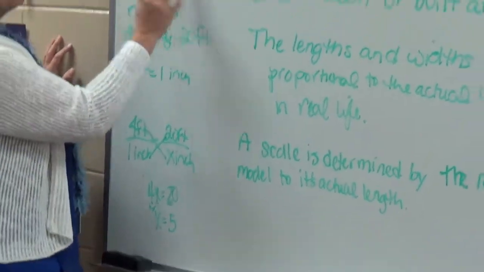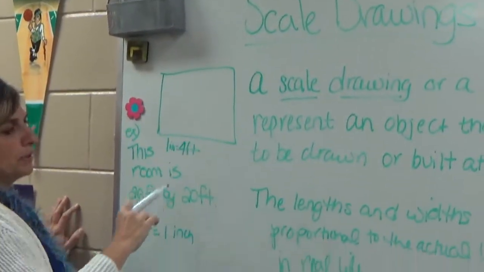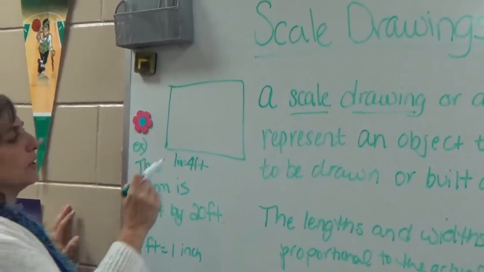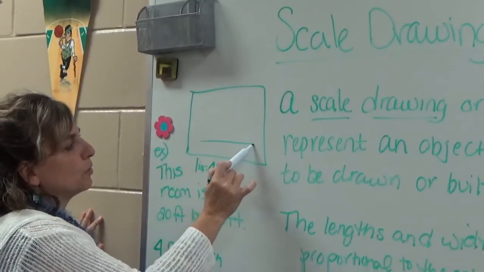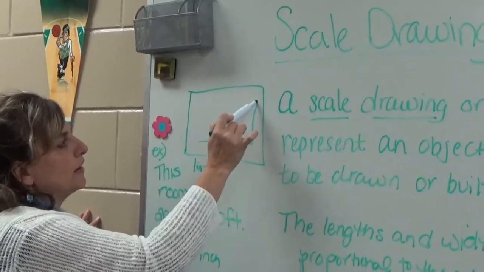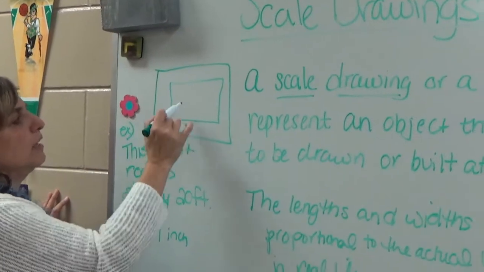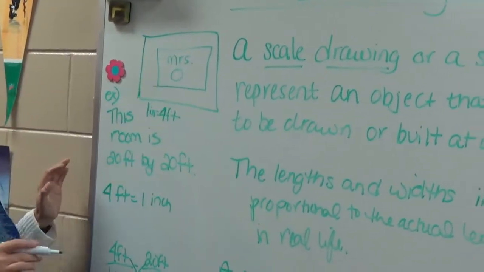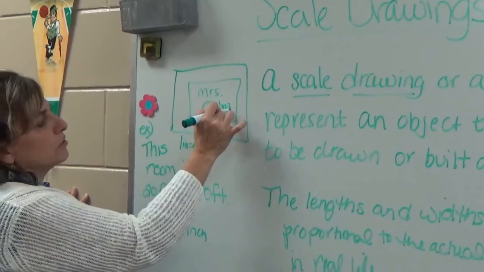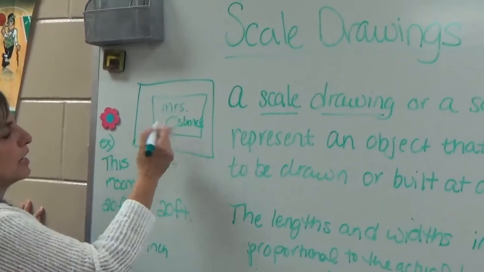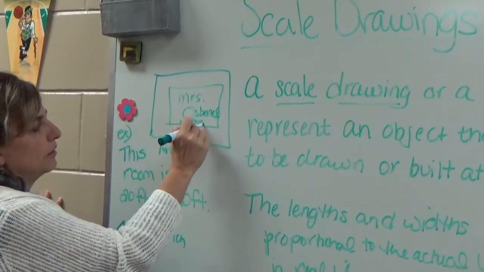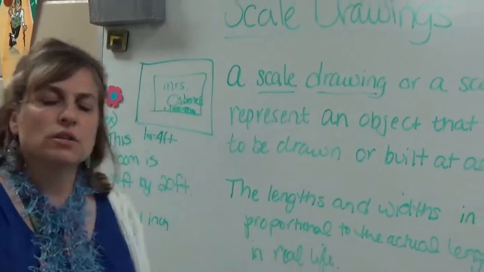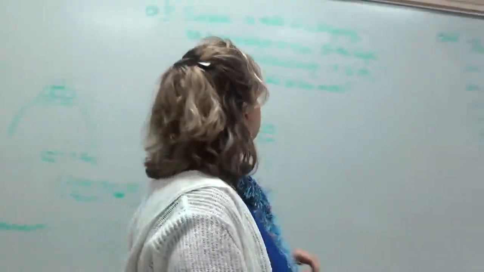equals 5. So if I was drawing a map of this room, or a scale drawing, I would have to draw a line that was 5 inches by 5 inches, and that would be Mrs. Osborne's classroom. Obviously this is not true to size. I'm just trying to give you an idea of how to do this. Okay, so let's look at some examples.